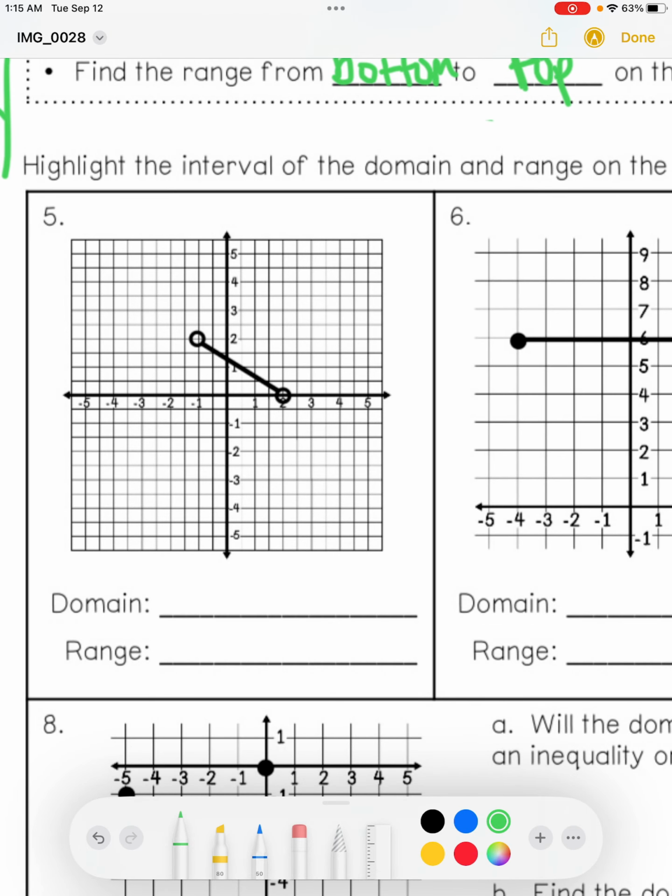Domain uses what kind of values? This is going to be sort of the questions that you're going to ask yourself, okay? Domain uses what kind of values? Well, domain uses x values. So I'm going to put an x right in the middle.